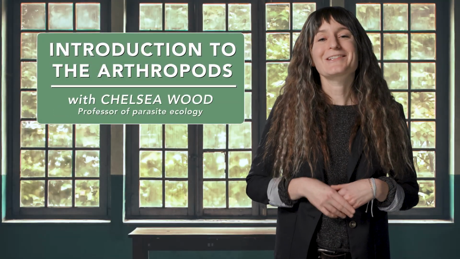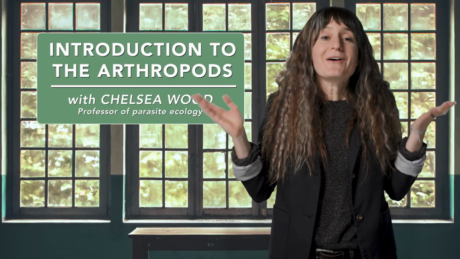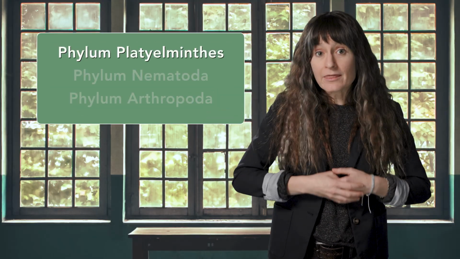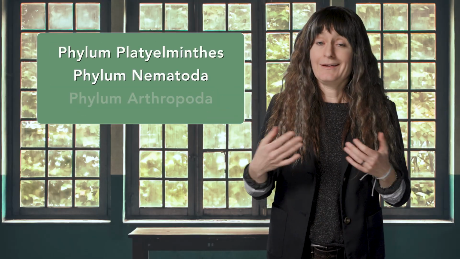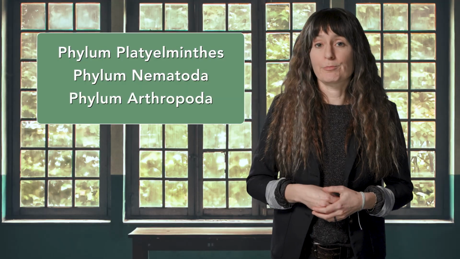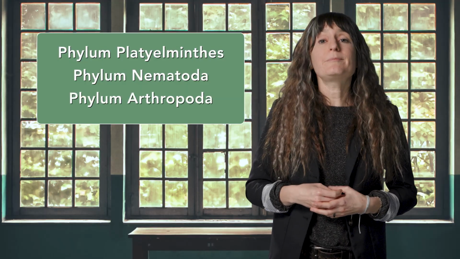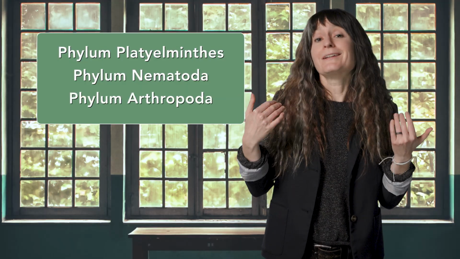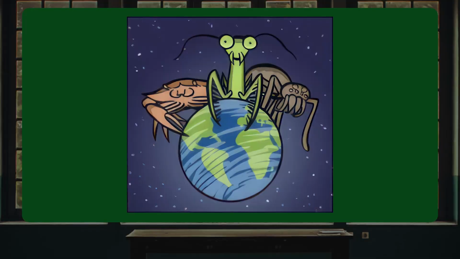Greetings, parasite ecologists. We've talked about the phylum Platyhelminthes and the phylum Nematoda. Now we'll discuss the phylum Arthropoda, one of the 4 great parasitic groups that we learned about early in this video series. They say that arthropods run the world, and I think there's an argument to be made for that. The arthropods are quite abundant and speciose.